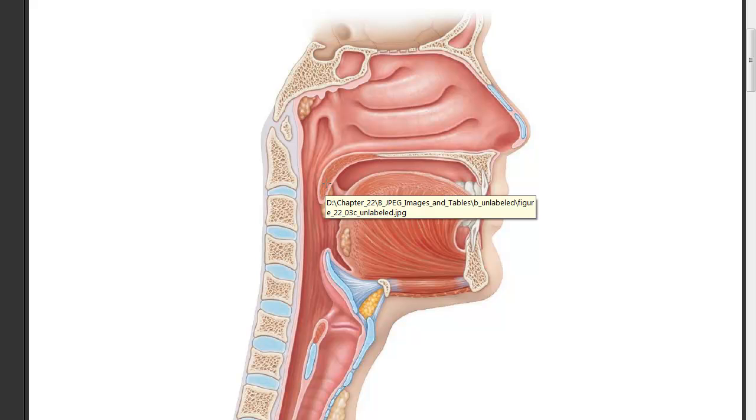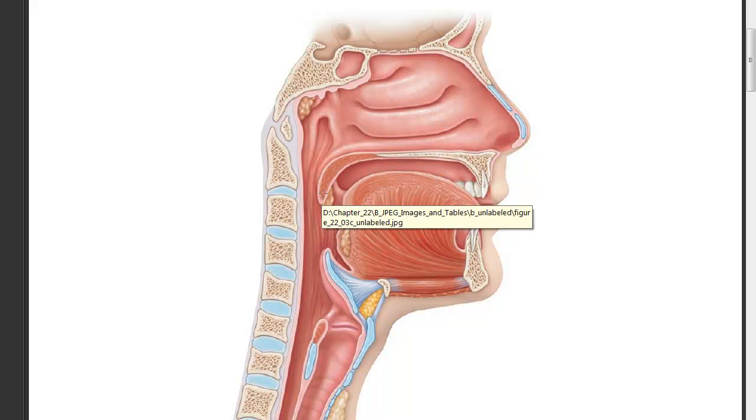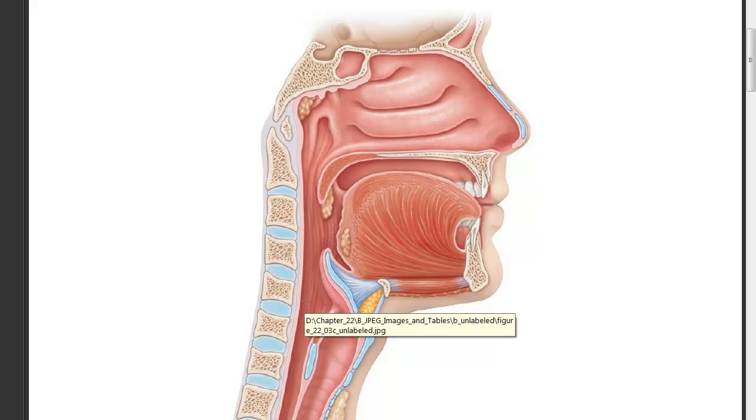And that helps to protect our nasopharynx when we swallow food. When food comes down into the mouth, it goes down into the pharynx. The uvula will push against the back side and protect anything from going into the nasal cavity. So the throat is called the pharynx. It's a common passageway for both air and food.